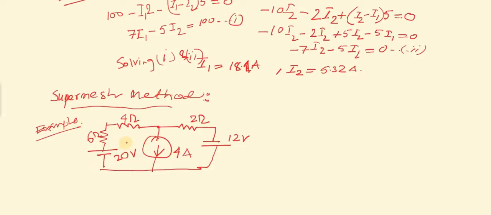You need to find the loop current, that is, current flowing through this loop and also current flowing through this loop. So mark this loop current as I1 and this loop current as I2. Okay. Now first we will apply KVL.